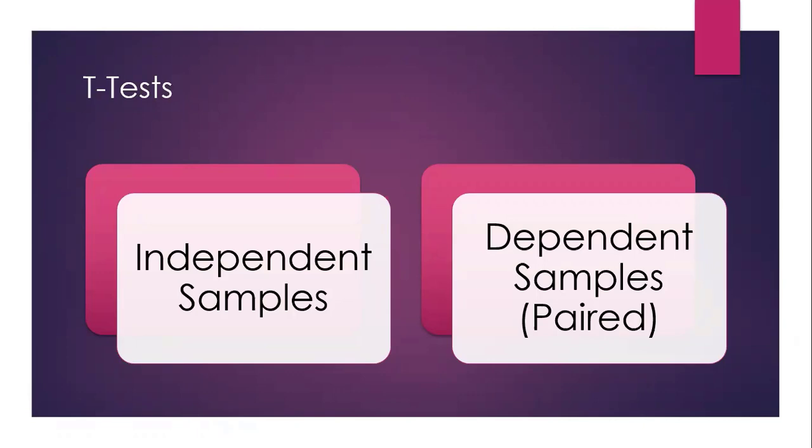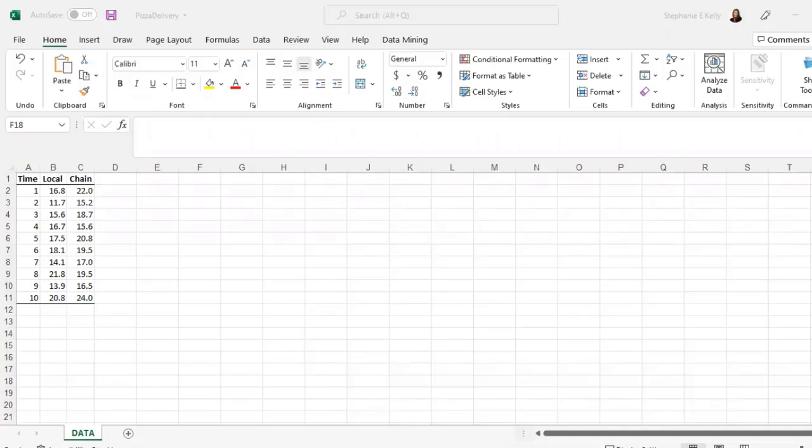Let's look at how we run these analyses. I'm going to first run the analyses in SPSS, but I'm starting by showing you the data in Excel because it's not entirely intuitive how the data needs to be set up in SPSS if you want to run the assessment there. This is data that goes with the pizza delivery example in your chapter.